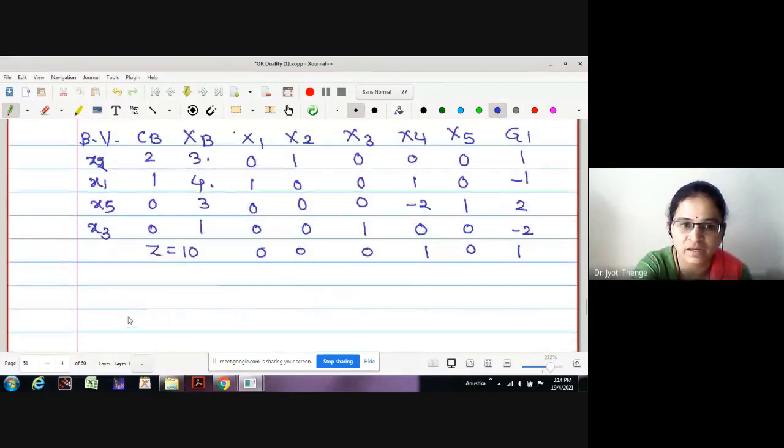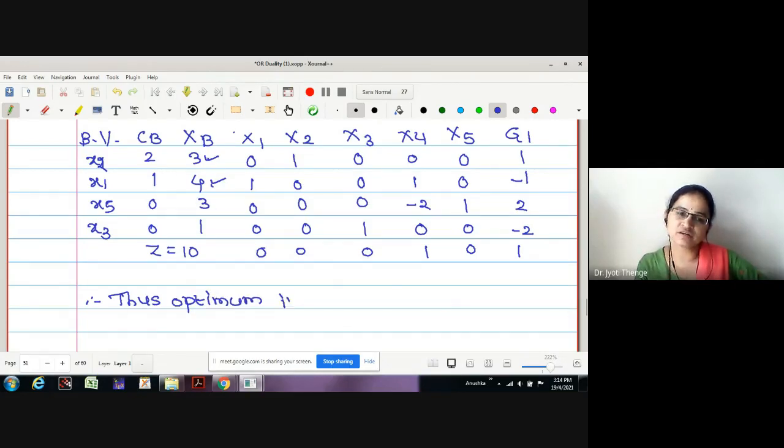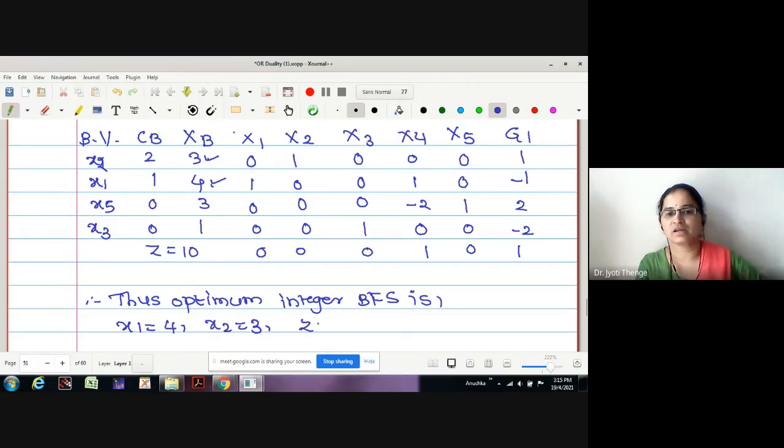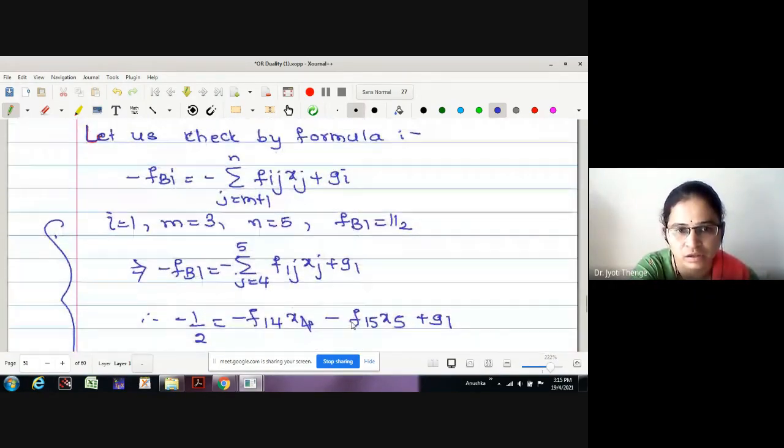And here if we observe, the solution is feasible, integer valued, and all delta J's are non-negative, hence it is the optimum. Thus, the optimum integer basic feasible solution is X1 is 4, X2 is 3, and Z is 10. This is what the solution is. Okay, this last point I'll check by formula and tell you later.